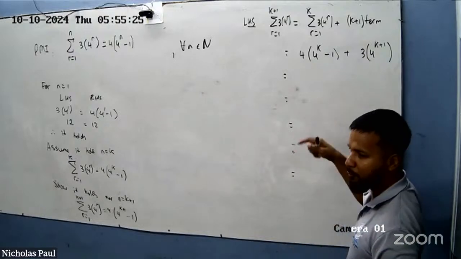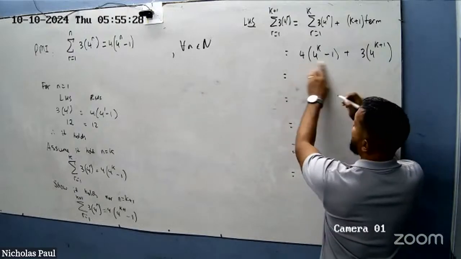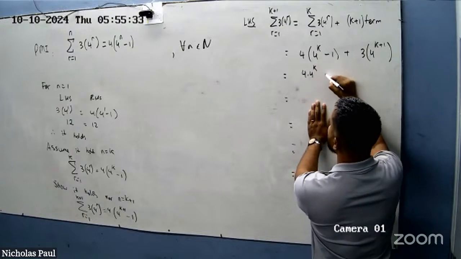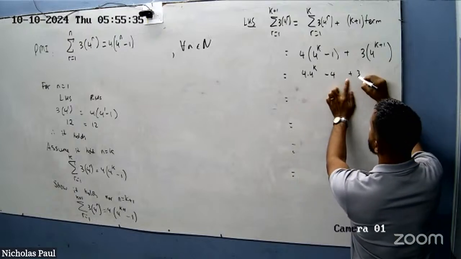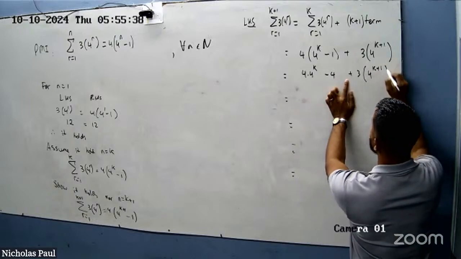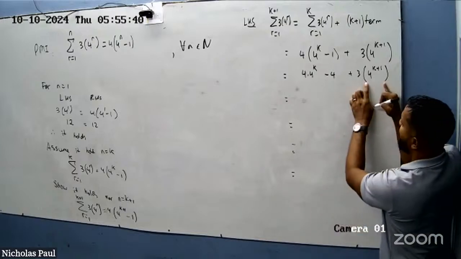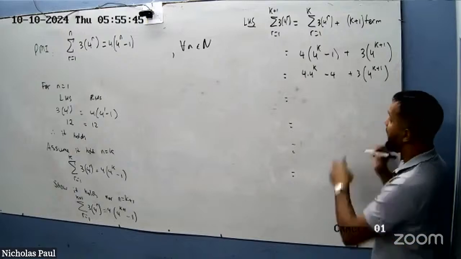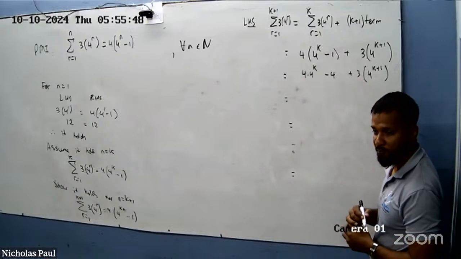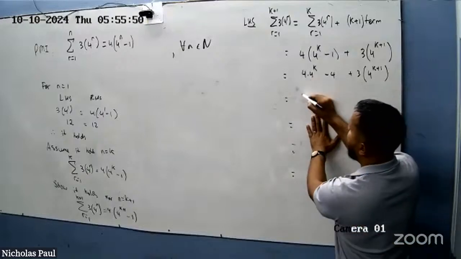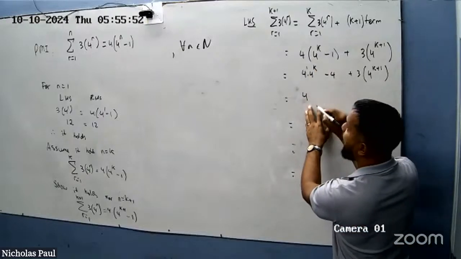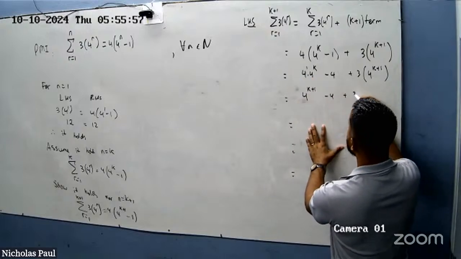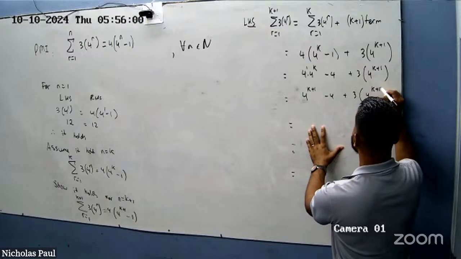If I multiply this out, I will get 4 by 4 to the k minus 4 plus 3 by 4 to the k plus 1. Olia, please, you have to work out inside here first before you multiply. You can't multiply 3 by 4 and get 12. That's wrong. Here we're ending up with 4, and this is to the power 1. So this is 4 to the k plus 1 minus 4 plus 3 by 4 to the k plus 1.